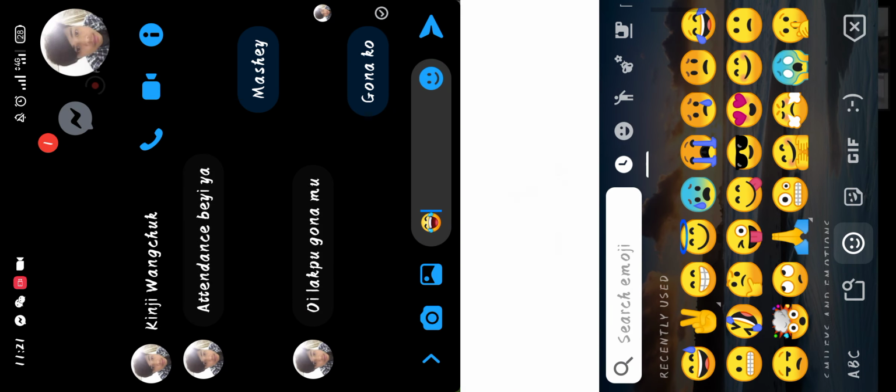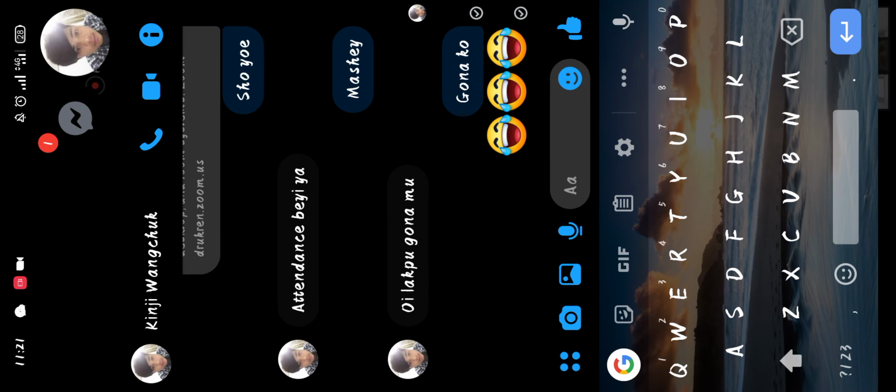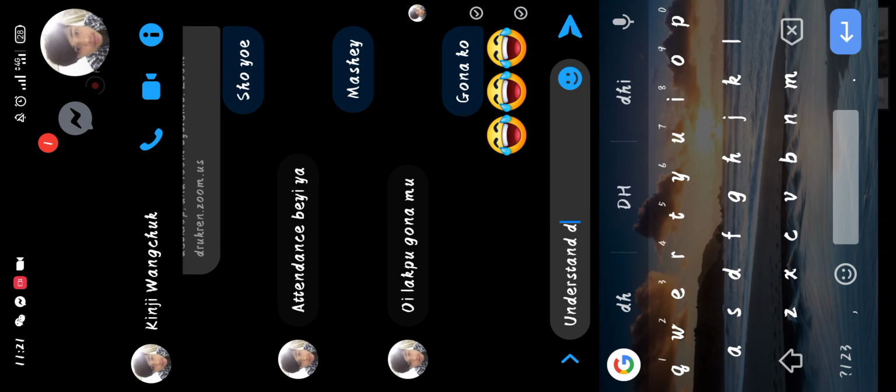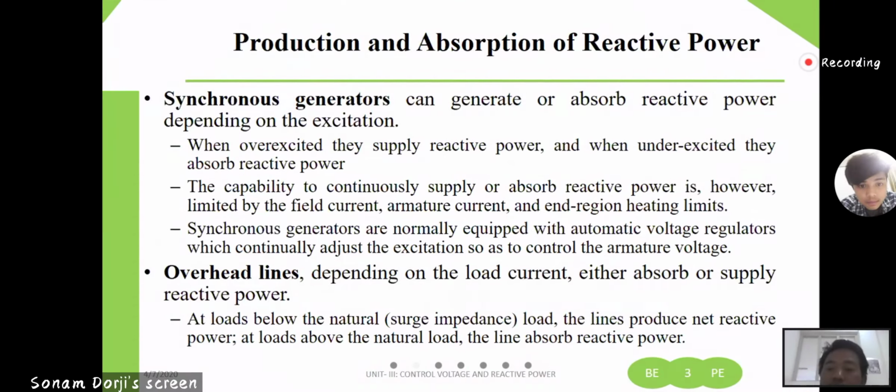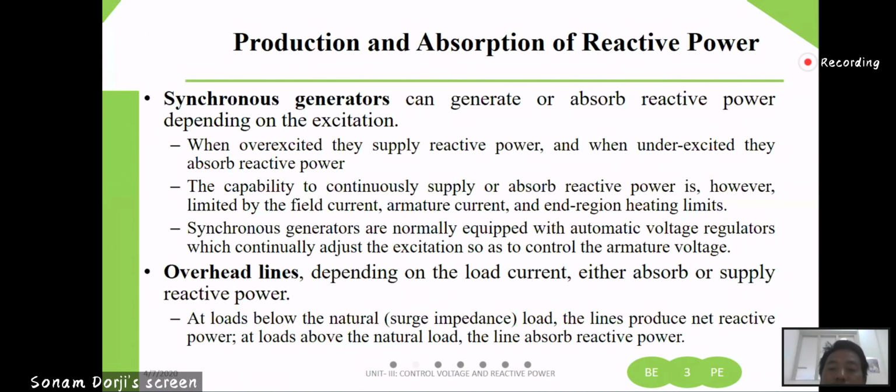First, the generator. In the electrical power system, till the turbine it is a mechanical part, and after that it is electrical. That means synchronous generators. Starting from the synchronous generator till the load end, it falls under the power system network. This synchronous generator can either absorb or generate reactive power, depending on the excitation.